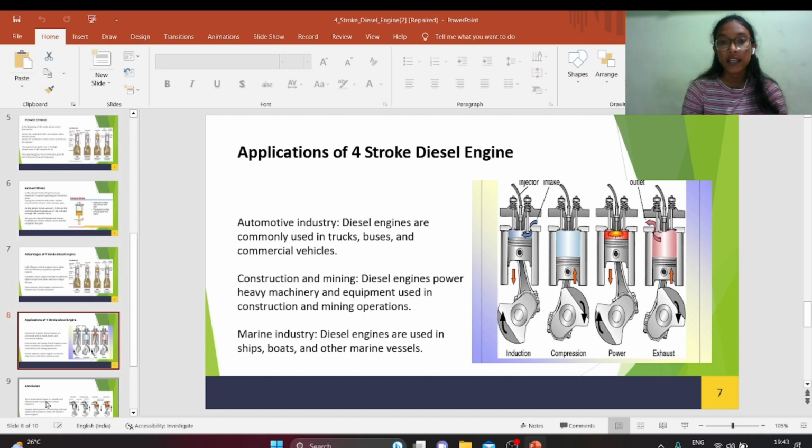Next are the applications of 4-stroke diesel engines. First, the automotive industry. Diesel engines are commonly used in trucks, buses and commercial vehicles. Construction and mining: diesel engines power heavy machines and equipment used in construction and mining operations. It is also used in the marine industry, where diesel engines are used in ships, boats and other marine vehicles.